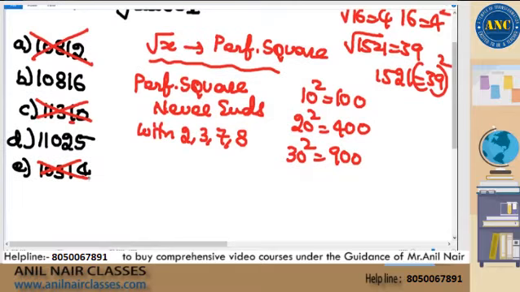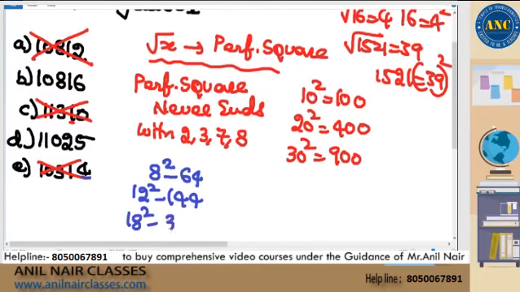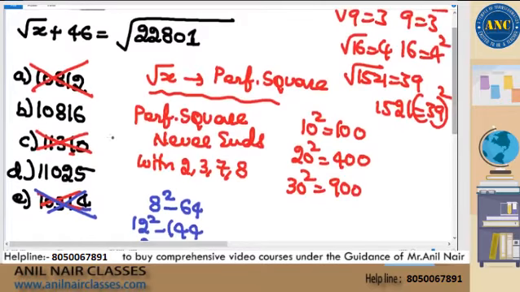Next one is ending with 4. 8 square is 64, 12 square is 144, 18 square is 324. Any perfect square ending with 4, the tens place should be an even number. But 1, 4 is also eliminated. By knowing the perfect square logics, this is eliminated, this is eliminated, and this is eliminated. I hope it is clear. Right now we are stuck in two options.